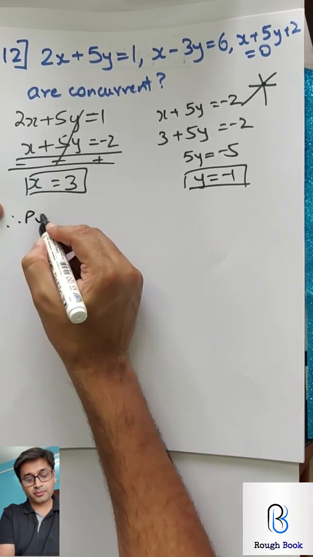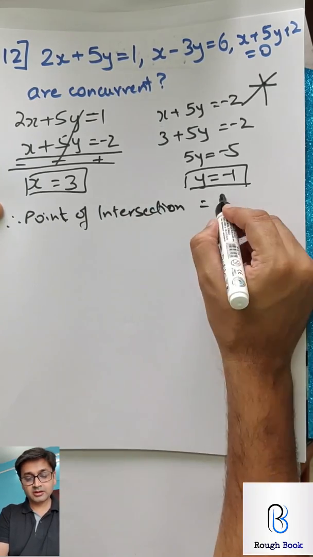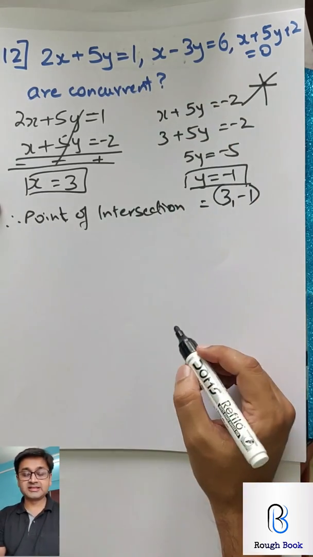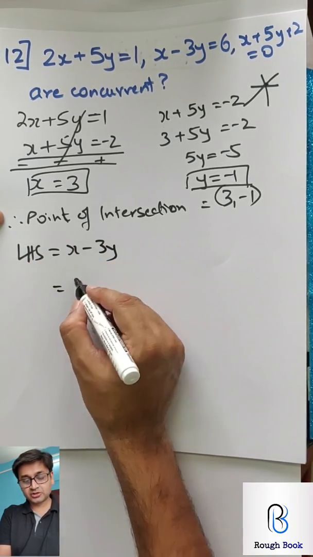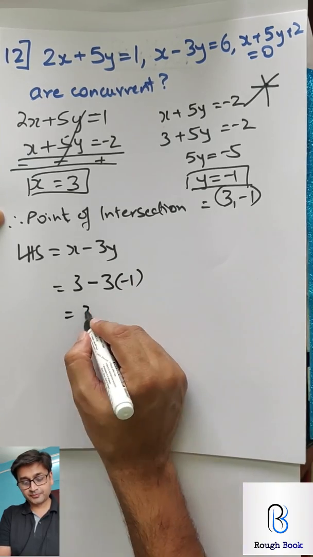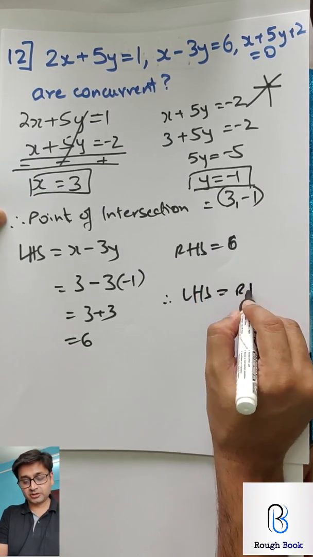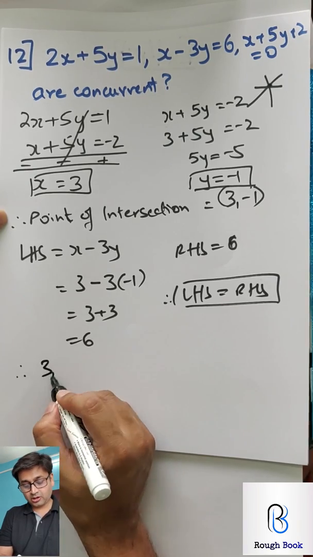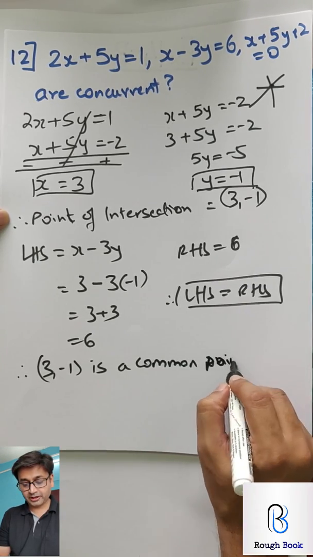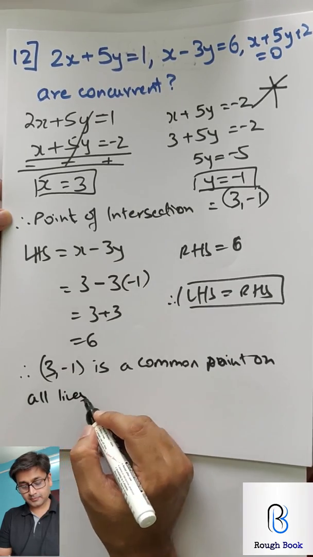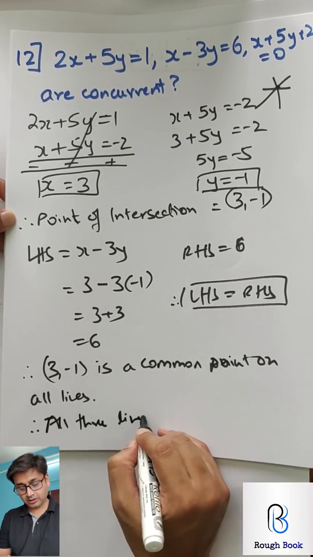So therefore point of intersection is 3 comma minus 1. Now check whether this lies in the second equation's LHS. So LHS x minus 3y. So x is 3 minus 3 into minus 1. So 3 plus 3, 6. RHS also 6. Therefore LHS equals RHS. And therefore 3 comma minus 1 is a common point on all 3 lines, on all lines. Therefore all 3 lines are concurrent.